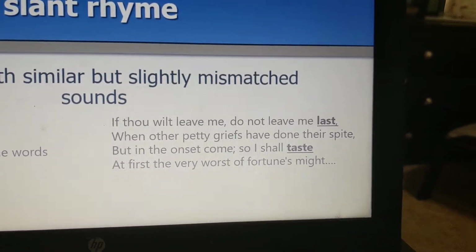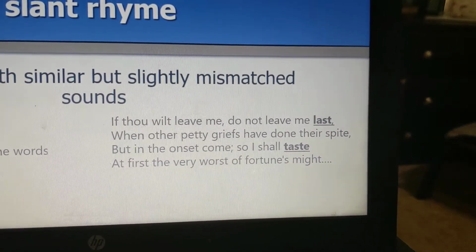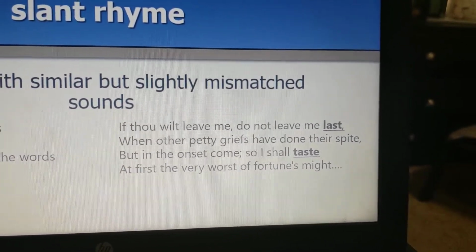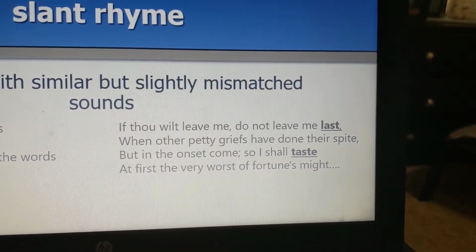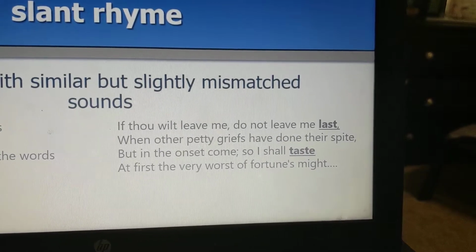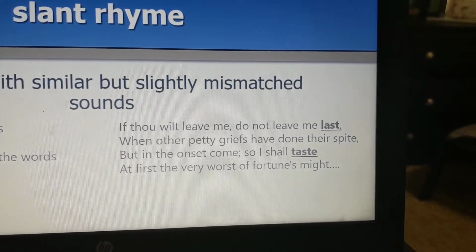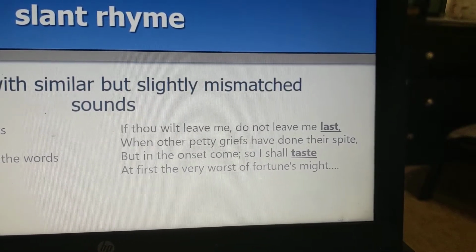It says, "If thou wilt leave me, do not leave me last. Okay, keep that in mind. Do not leave me last. When other petty griefs have done their spite, but in the onset come, so I shall taste at first the very worst of fortune's might." So we have last and taste.